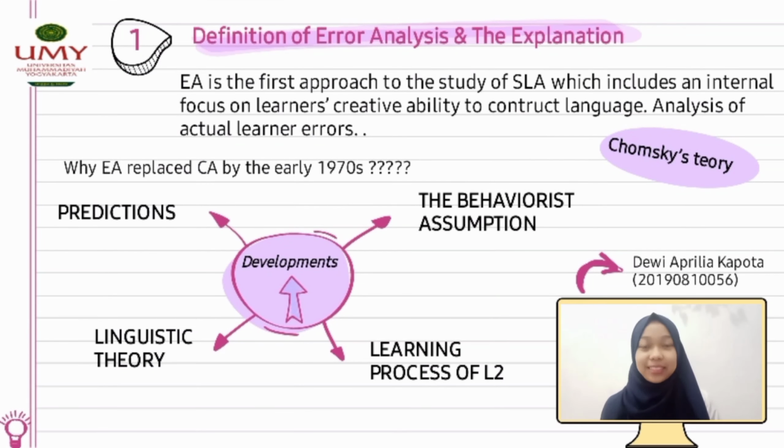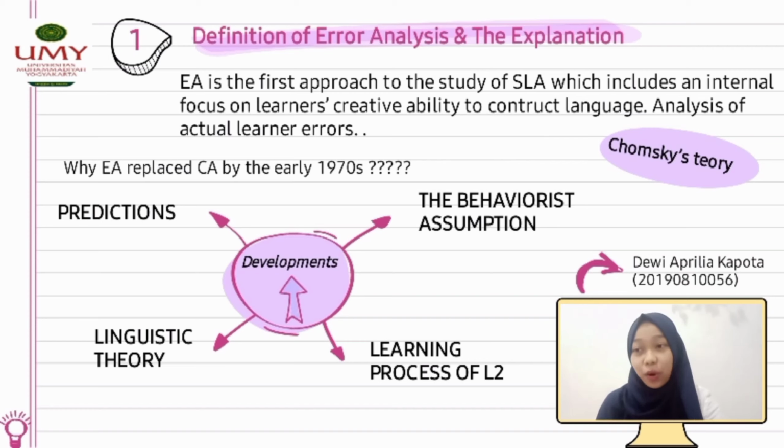Error analysis, or EA, is the first approach to the study of second language acquisition, which includes an internal focus on learners' creative ability to construct language. The focus on error analysis is more specific in actual learner errors. It is not just hypothesis or assumption.